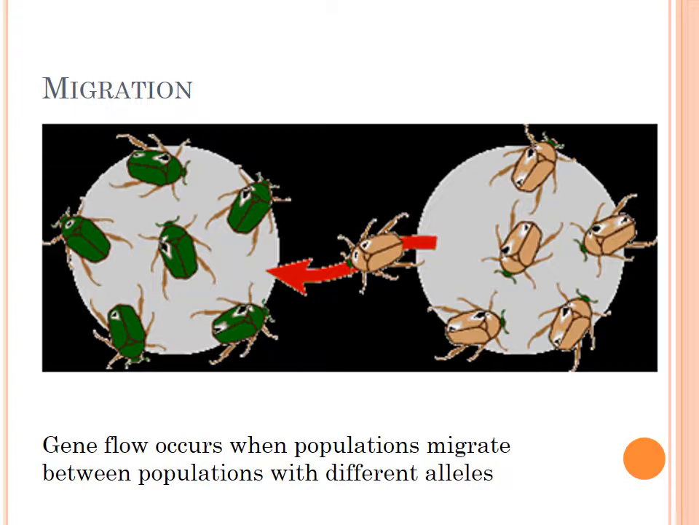All right, so that's enough about drift. With migration, you need to have gene flow from one population to the next. And as an organism moves from one population to the next, it takes its genes with it. Here we got a green population of beetles, brown population of beetles. The brown population of beetles, if one of them migrates over, suddenly introduces new genes to this population. Now, this population might start producing more brown beetles eventually. And then selection can start acting on that.